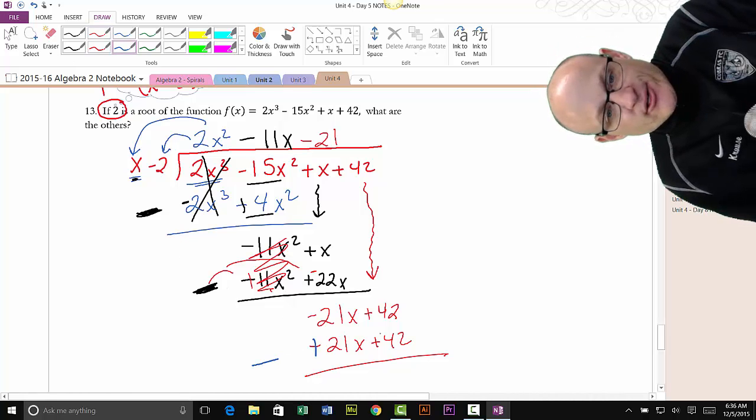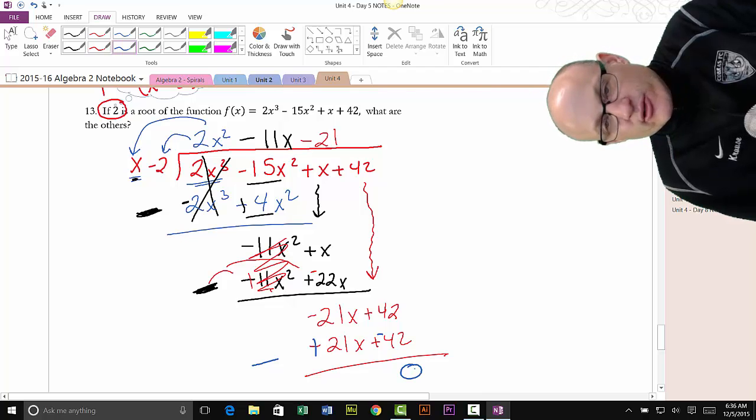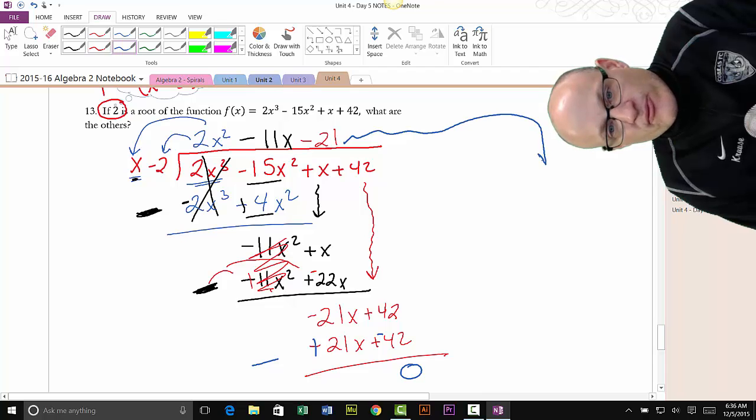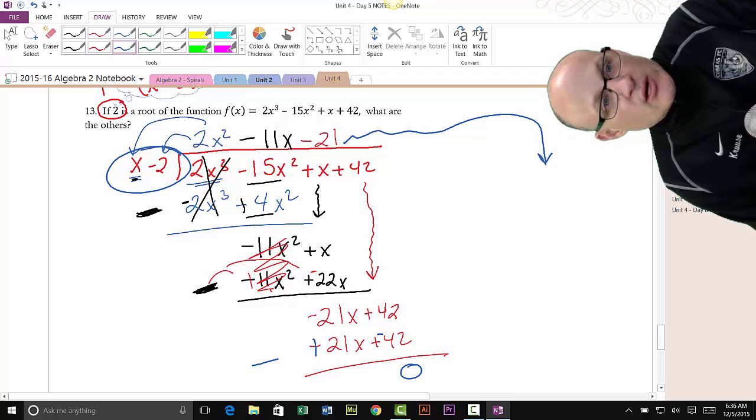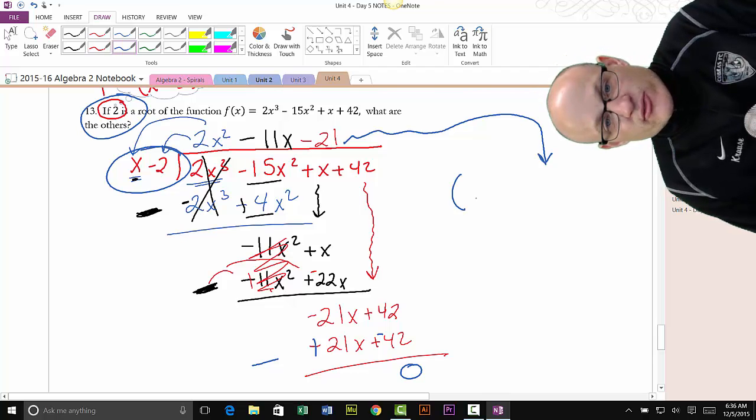Now you're not going to screw it up, because now you're good. You get a 0. But I want to know what the other roots are, and the other roots are going to come from factoring this thing. I already know one of my roots is 2. I was given that. Now I want to factor this thing.